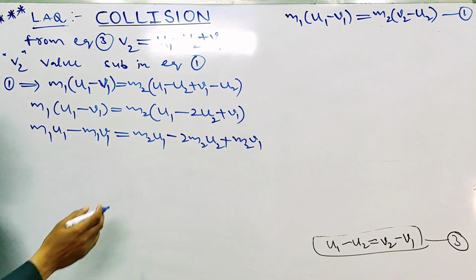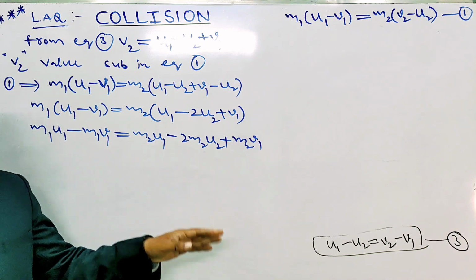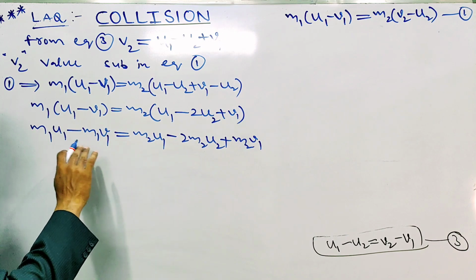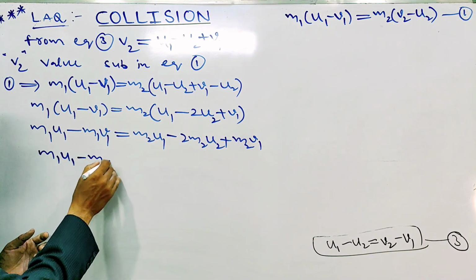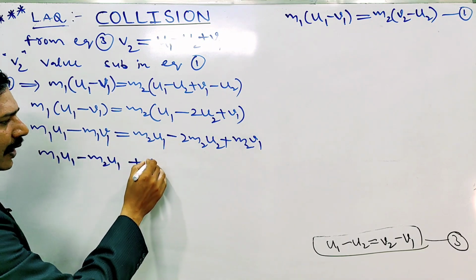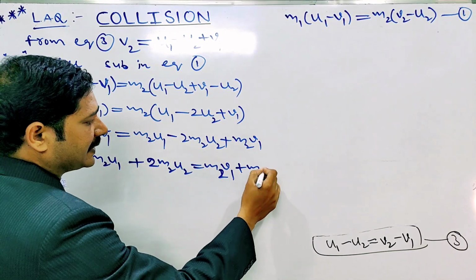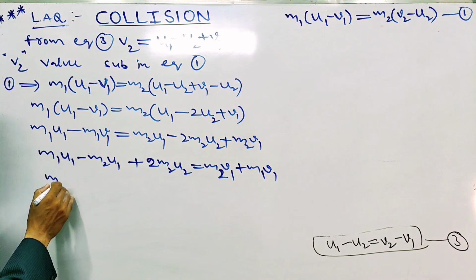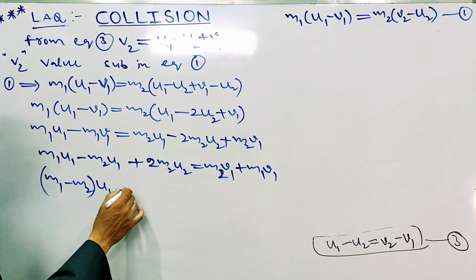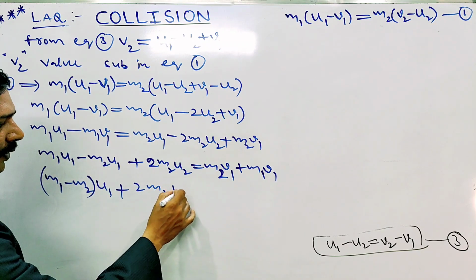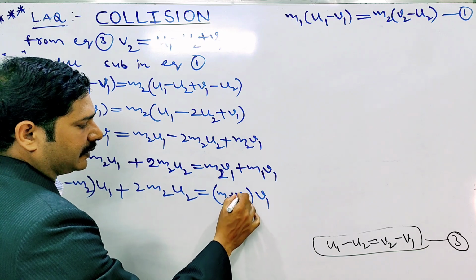Here, observe, V1 terms I am bringing to one side and the remaining terms I am sending to the other side. Here V1 terms: M1 U1 is there and minus M2 U1, plus 2 M2 U2 is equal to M2 V1 plus M1 V1. Okay, U1 I am taking common. What happens? M1 minus M2 into U1 plus 2 M2 into U2 is equal to, here V1 I am taking common, that is M1 plus M2.